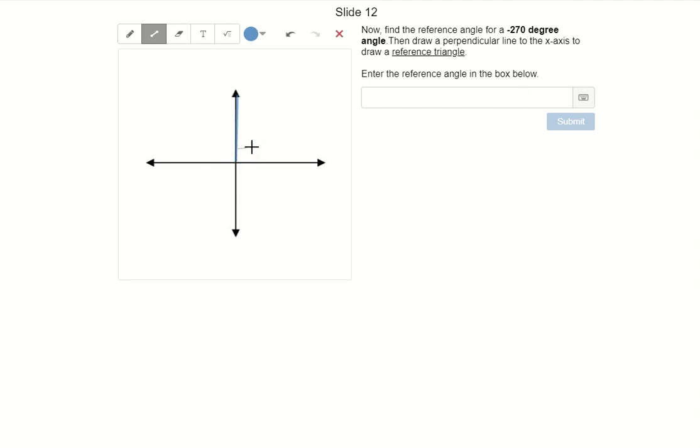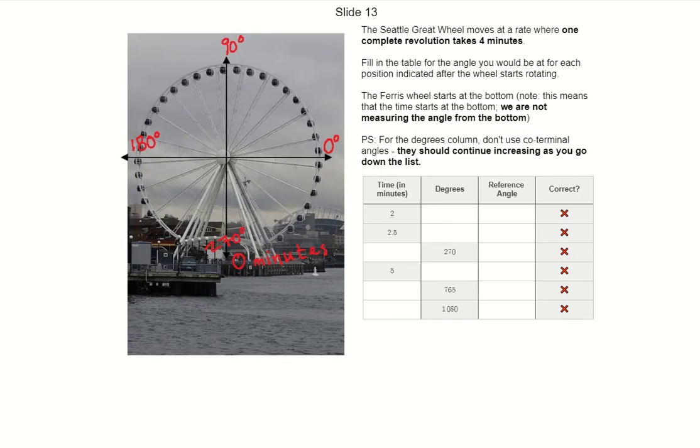Well, we've been saying it over and over that that is a right angle, so that's a 90-degree angle. And then on our last slide, we're looking at the Seattle Great Wheel. It moves at a rate of 1 complete revolution per 4 minutes. So we're going to look at the angle that we would be at each position indicated after the wheel starts rotating.